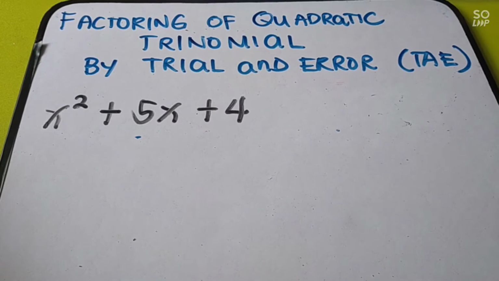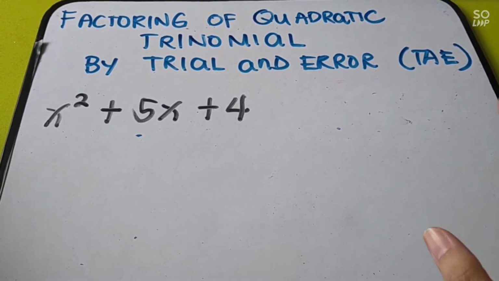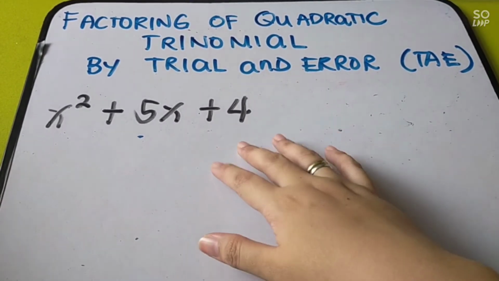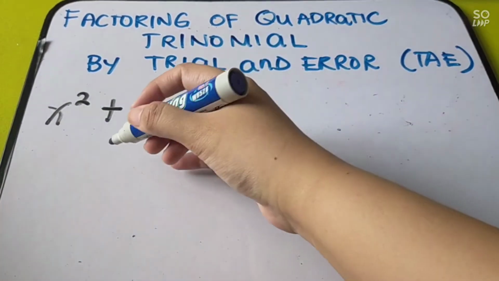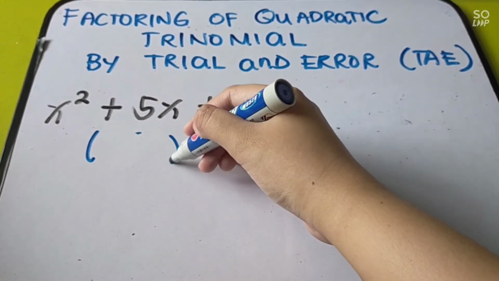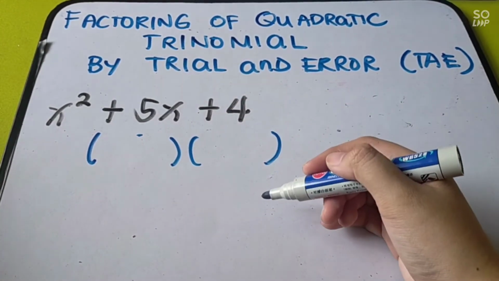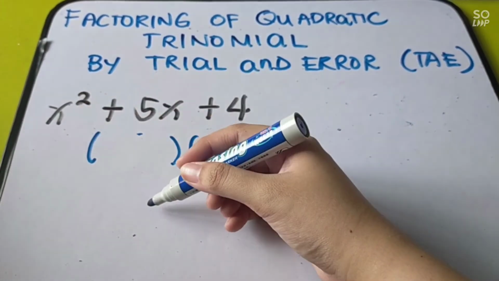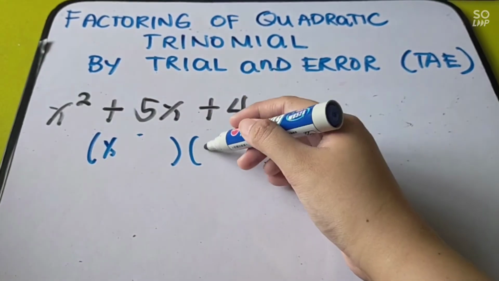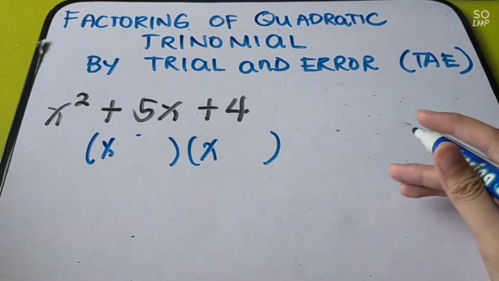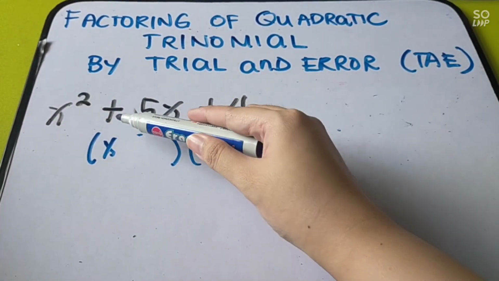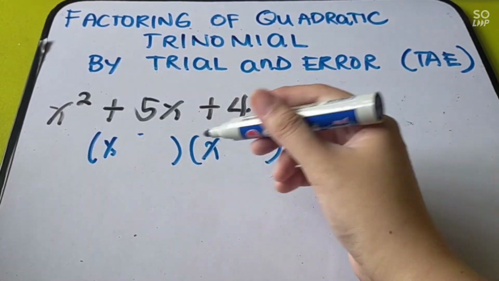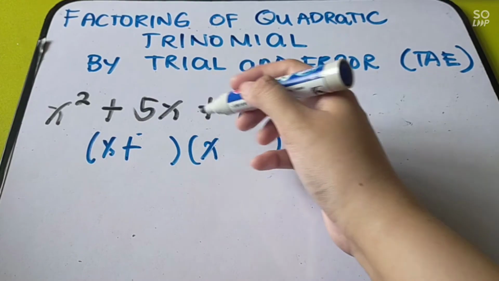So, magta-try tayo nang magta-try hanggang sa makuha natin ang tamang factors nitong ating given trinomial. So, gagawa ka ng dalawang open and close parentheses for the factors. Then, the factors of x squared, we have here x and x. Ayan. Now, let us find the factors of the last term. So, since parehas silang positive, therefore, ang factors mo ay lahat positive. Ganun lang kasimple.